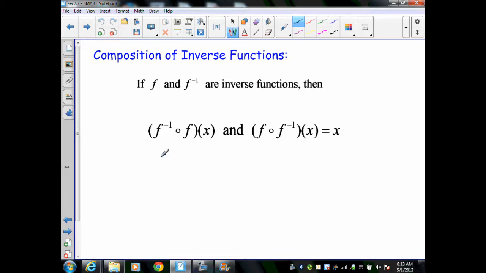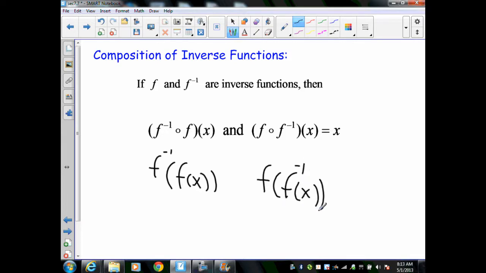Then I have f to the negative 1 of f of x, and I have f of the inverse of f of x. And that states that they always equal x. In other words, if I put the function f of x here, and then substitute that value into the inverse, and put the inverse here and substitute that into the function, I always end up with the value of x.